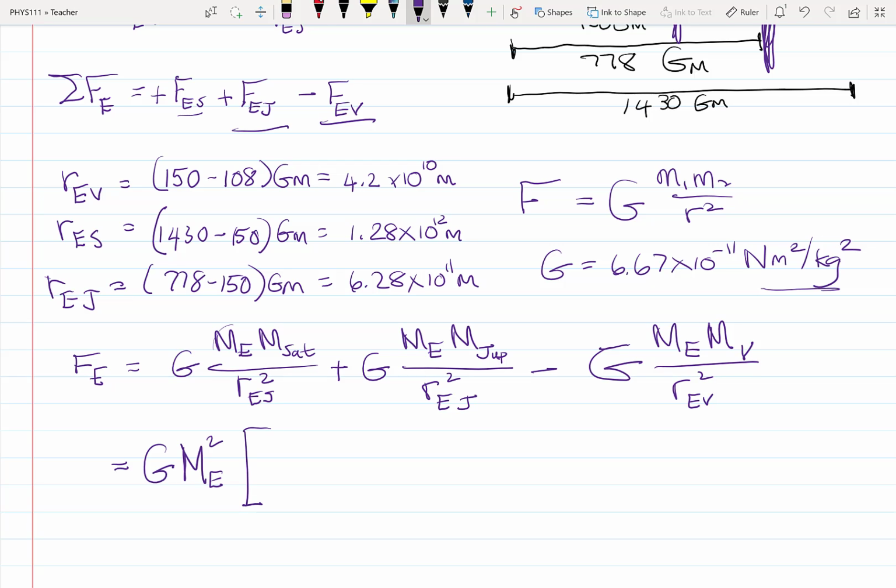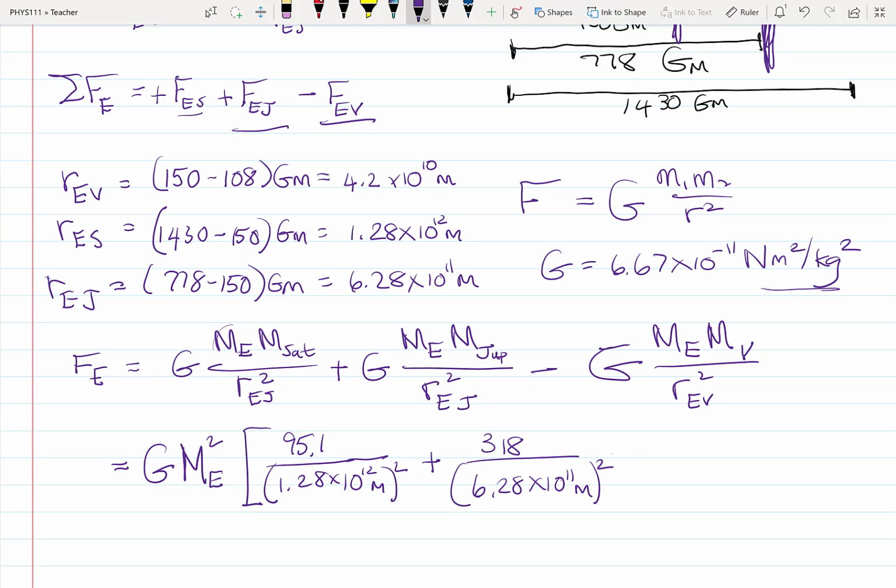And so we can go ahead and put all the numbers in. That's 95.1 divided by 1.28 times 10 to the 12 meters squared, plus 318 divided by 6.28 times 10 to the 11 meters squared, minus 0.815 divided by 4.2 times 10 to the 10 meters squared. And now it's an algebra problem.